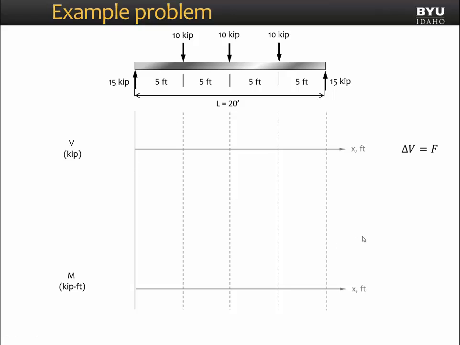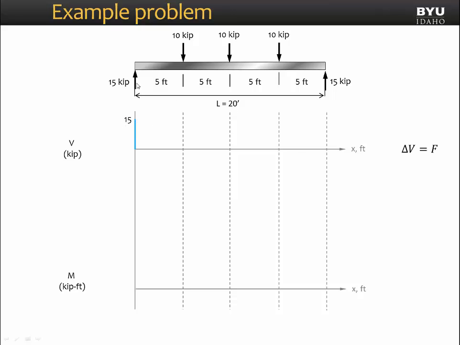The first rule that we're going to use is shown here. The rule is that there is an abrupt change in our shear diagram that is equal to a point load that is applied, and the jump in our shear diagram is equal to the magnitude of the load and also the direction of the load. Let's start with x equals 0. That is the left side of our beam. And at x equals 0, we have, on our free body diagram, a point load applied. It's the reaction load, equal to 15 kips. So we will see a jump in our shear diagram from 0 up to a value of 15 kips.